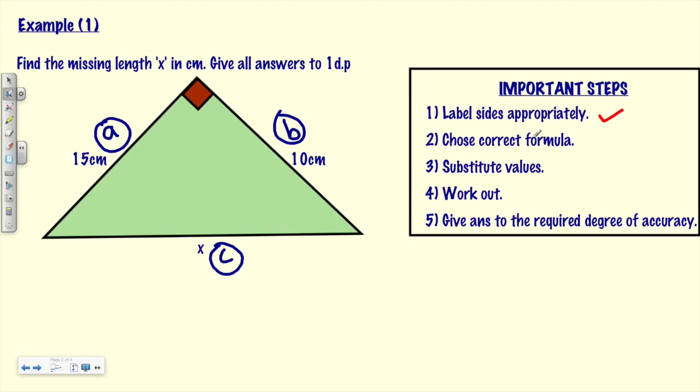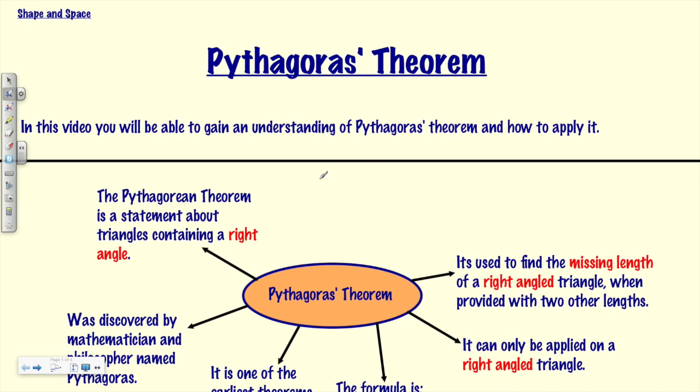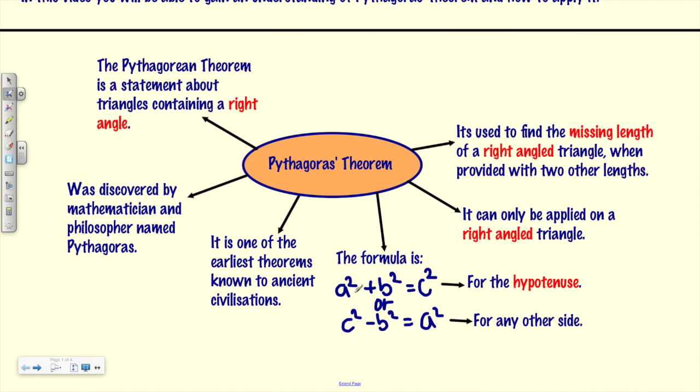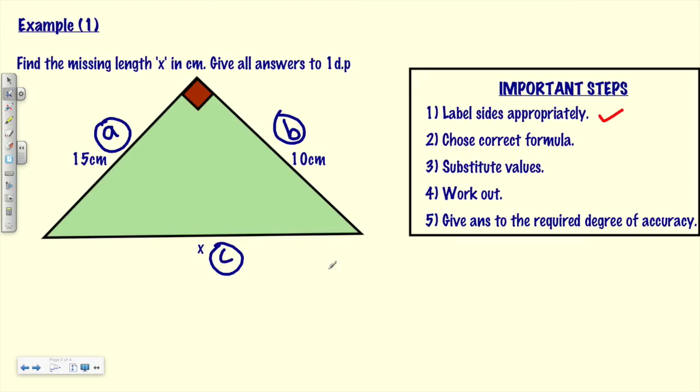So next is to choose the correct formula. Earlier I spoke about how there were two different formulas, a squared plus b squared equals c squared, and c squared take away b squared equals a squared. Since we're working out the hypotenuse, we need to use the formula a squared plus b squared equals c squared. So if we write that out clearly for us to remember, a squared plus b squared equals c squared. So we've chosen the right formula. We can tick that off.